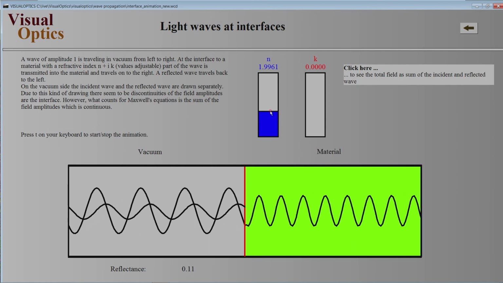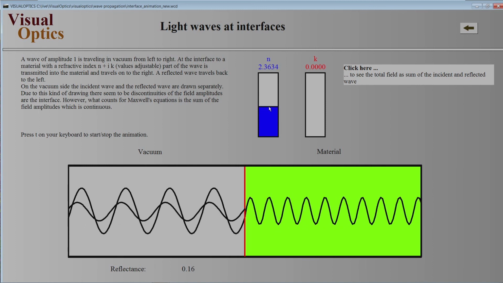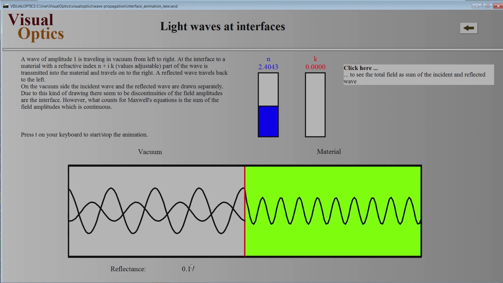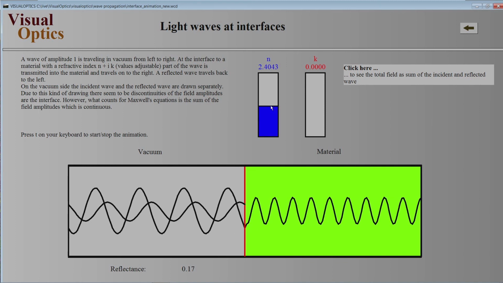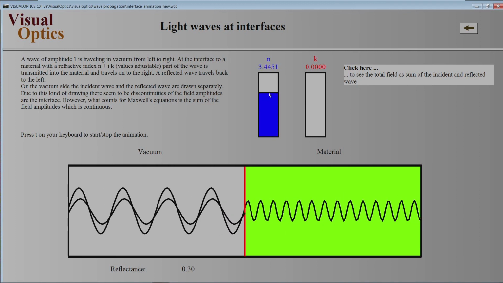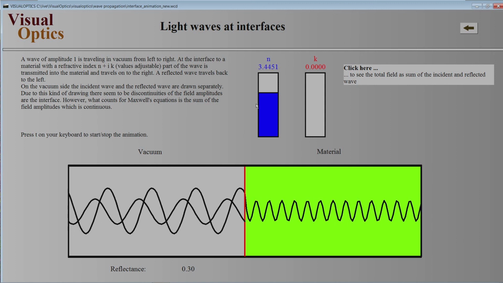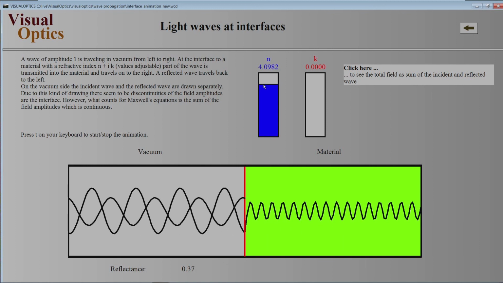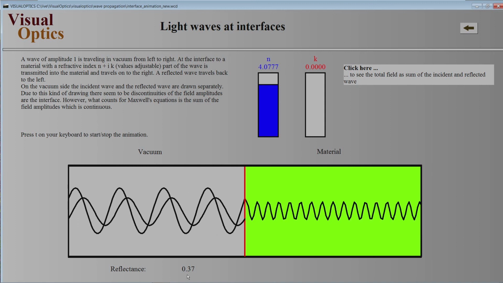Let's take a look at a diamond interface, 2.4, indivisible. Then we have 17% reflectance. And finally, we can take a look at materials which have a very large refractive index, like silicon, 3.4. Reflectance is about 30%, or germanium, N equals 4, roughly, with 37% reflectance.